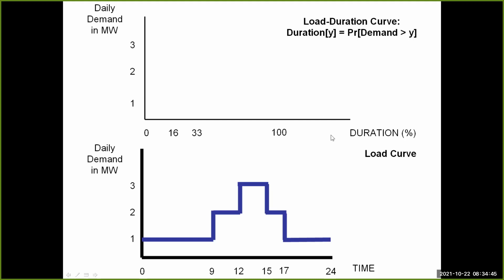Let me show you an example, because it's a bit difficult to immediately grasp what that implies. Let's say that we have a daily demand like this. Until 9 o'clock, demand is 1, then it jumps up to 2, in the middle of the day it's 3, and then it goes down again. Simple enough. Now, how can we put that in a load duration curve?